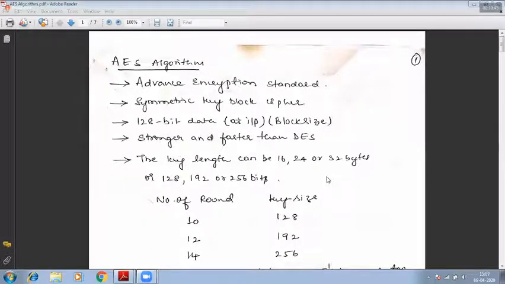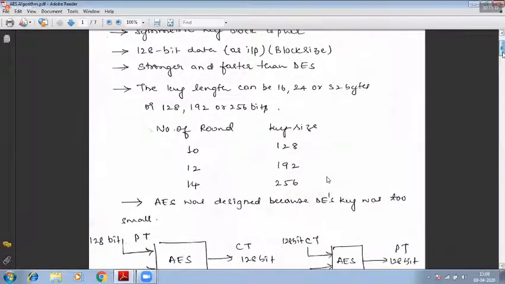One change with respect to your DES is that your entire input will be divided into blocks, and each block would have a block size of 128 bits. Earlier it was 64, now it is 128. This could be one of the advantages, and hence this algorithm is also stronger as well as faster when compared to your DES.